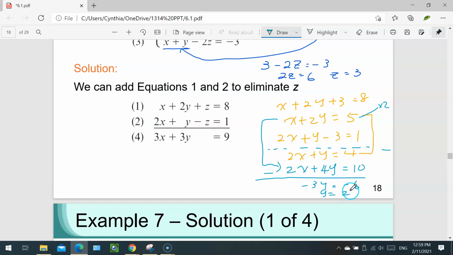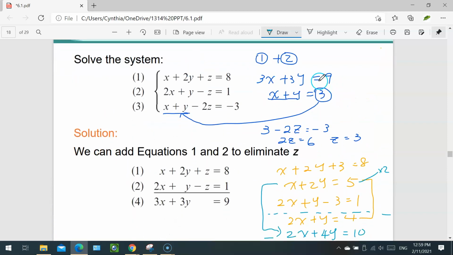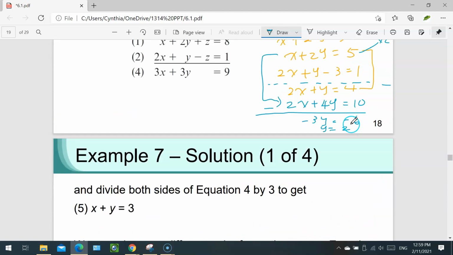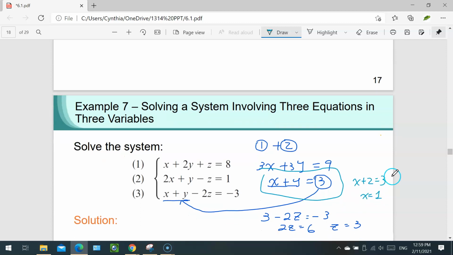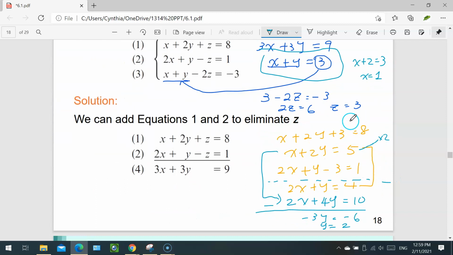Now that we have solved for y and z, we can get x real quick. We just substitute y and z back into the first equation, or I can simply substitute into this part. Since I know y is equal to 2, x plus 2 is equal to 3. That means x equals 1. So this question has the particular solution x equal 1, y equal 2, and z equal 3.